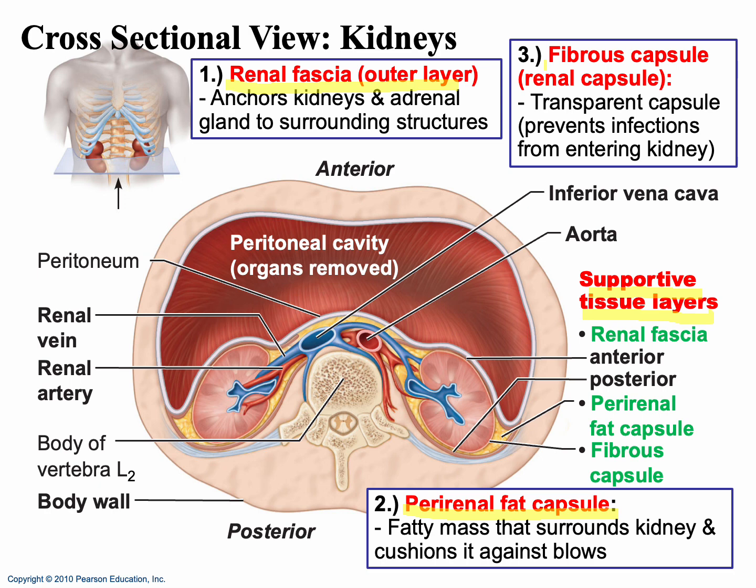And then the most internal layer here, number 3, is known as the fibrous capsule or the renal capsule. And this is a very thin, transparent layer, kind of a sheath almost. Transparent means you can see through, and ultimately it prevents infections from actually entering into the kidney itself. So these are considered the three main supportive tissue layers: the renal fascia, the outermost layer; number 2, the perirenal fat capsule; and number 3, the fibrous capsule. So very important to make sure that you know your three basic layers.